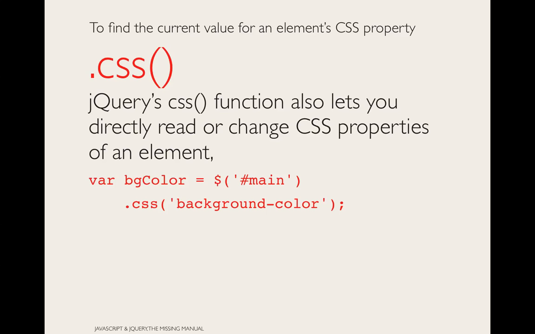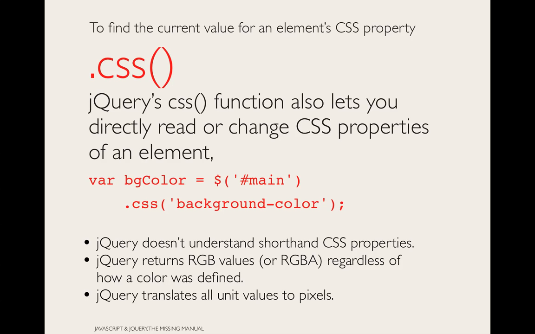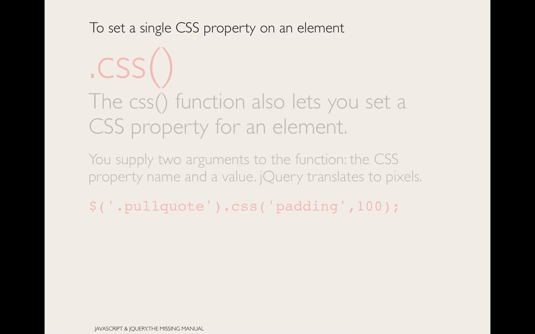There are different places where different punctuation is used, but if you're just directly reading a CSS property, wanting to snag the property and use it elsewhere, just remember in this instance with this syntax that jQuery doesn't understand shorthand CSS properties like background. You could use background color, background image instead of the generic shorthand of background. jQuery always returns RGB values for colors, doesn't matter how they were defined, and it always translates all your unit values to pixels. So just keep those in mind.